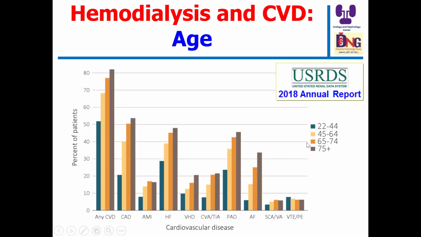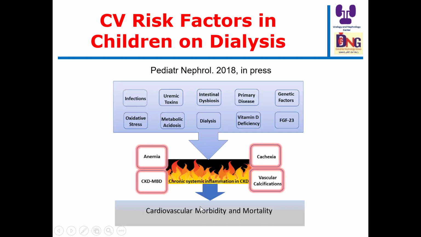If we look at age, please focus on this color that reflects the young age between 22 to 44 years. Here, more than 50% of these young age groups have cardiovascular disease. So it is quite terrible. Even in pediatrics, this is a very recent review about cardiovascular morbidity and mortality in pediatric patients in the dialysis milieu. We may find all these factors that can lead to cardiovascular morbidity and mortality.